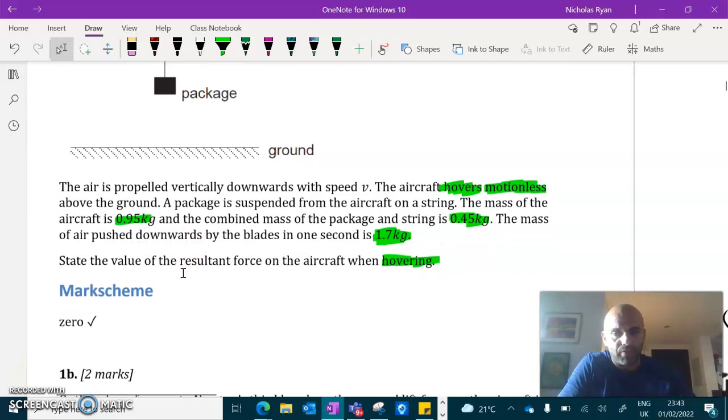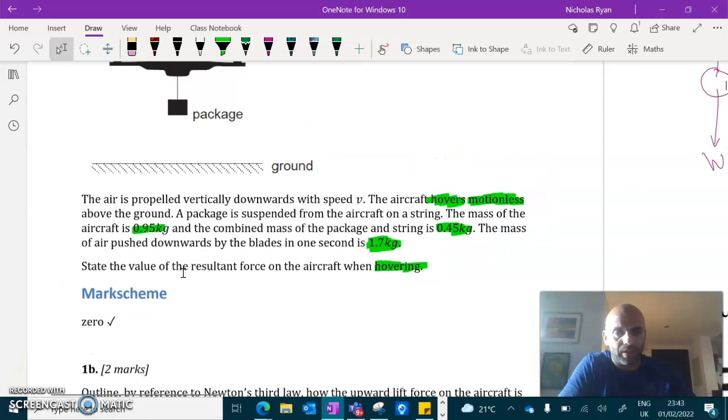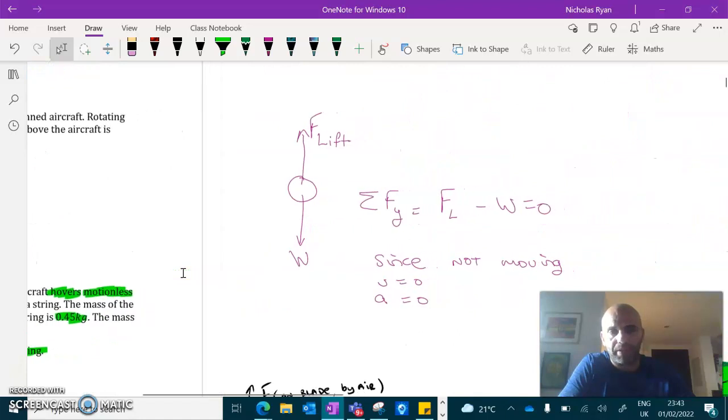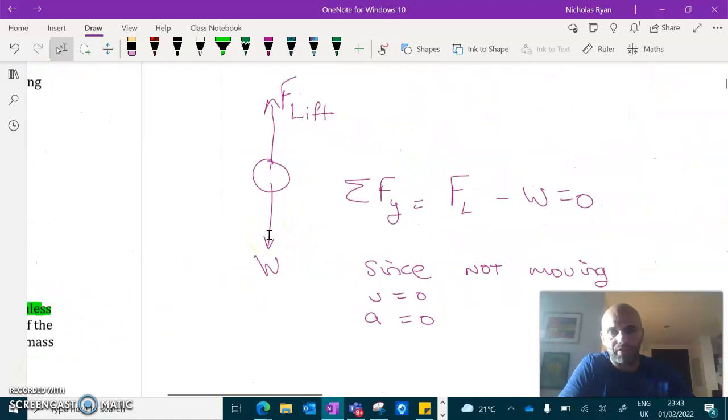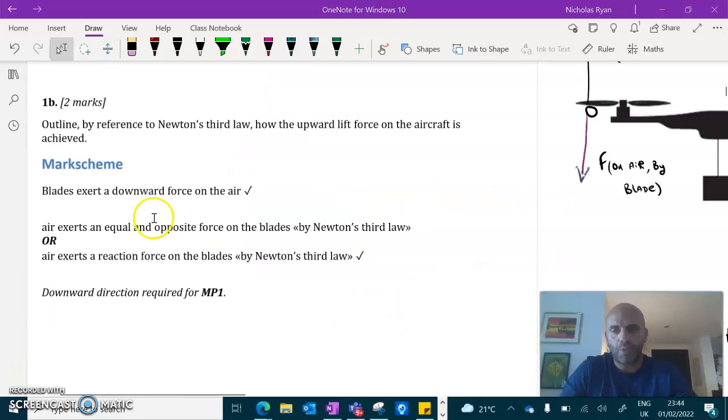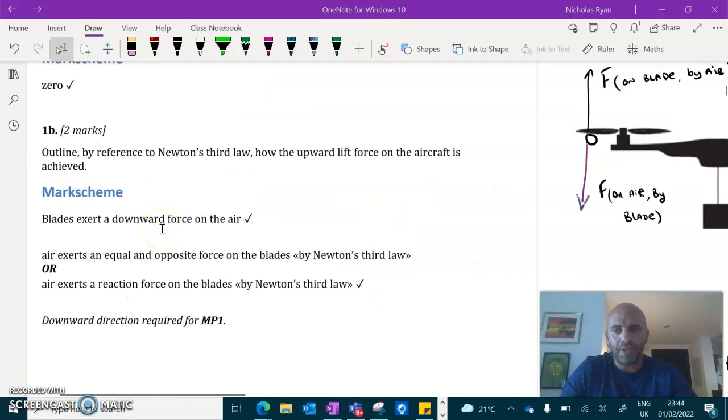State the value of the resultant force on the aircraft when hovering. So that should be the easy bit first. A quick free body diagram should show you that the force of lift is equal to the weight force, okay, since it's not moving. If it's not moving, the velocity is 0, therefore there can be no change in velocity. So that means the acceleration is 0, and that means by default that the net force is 0.